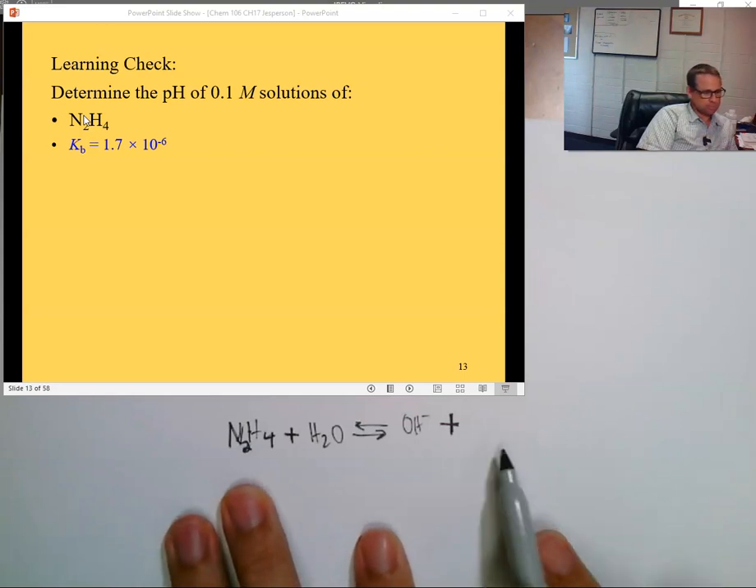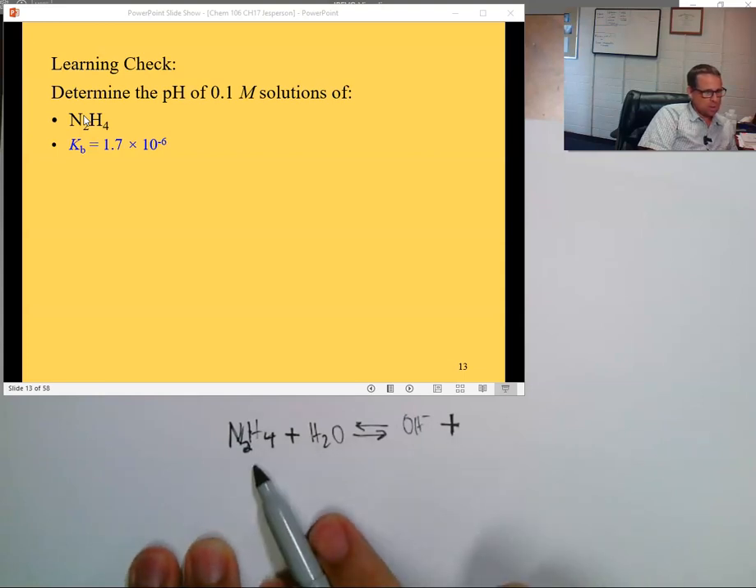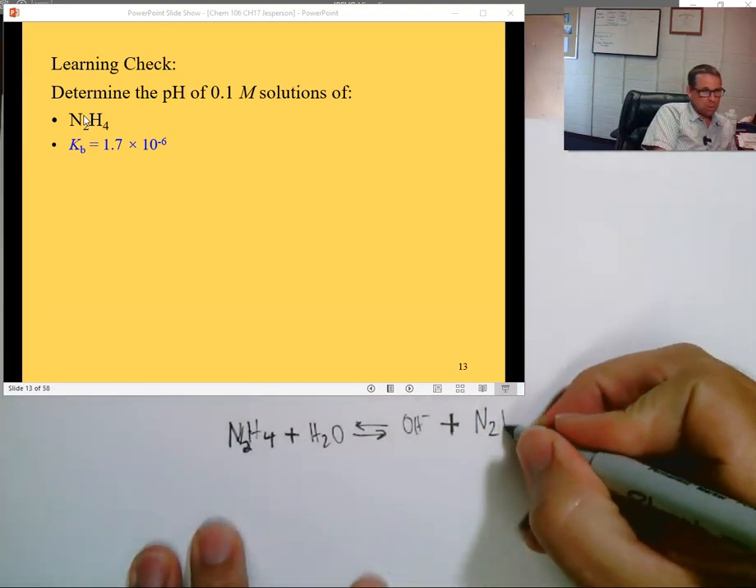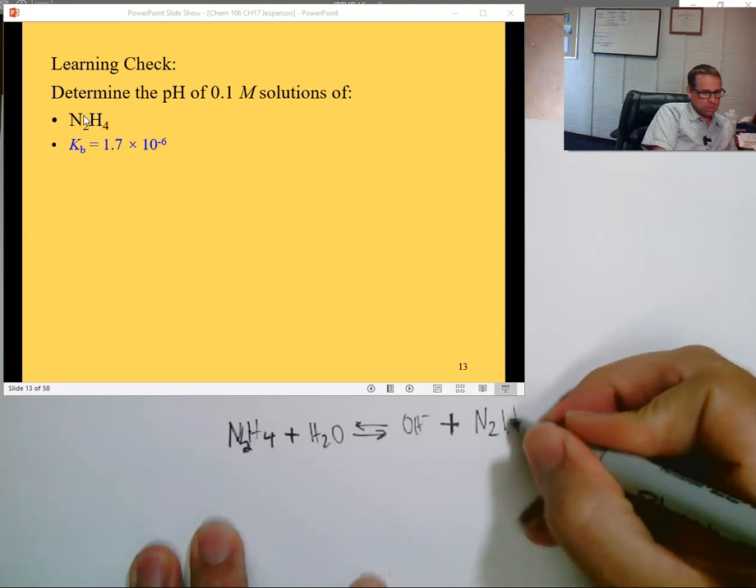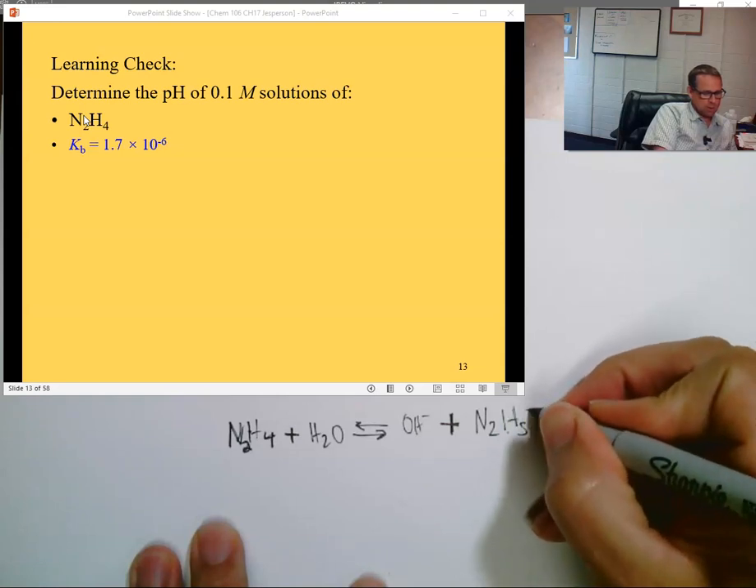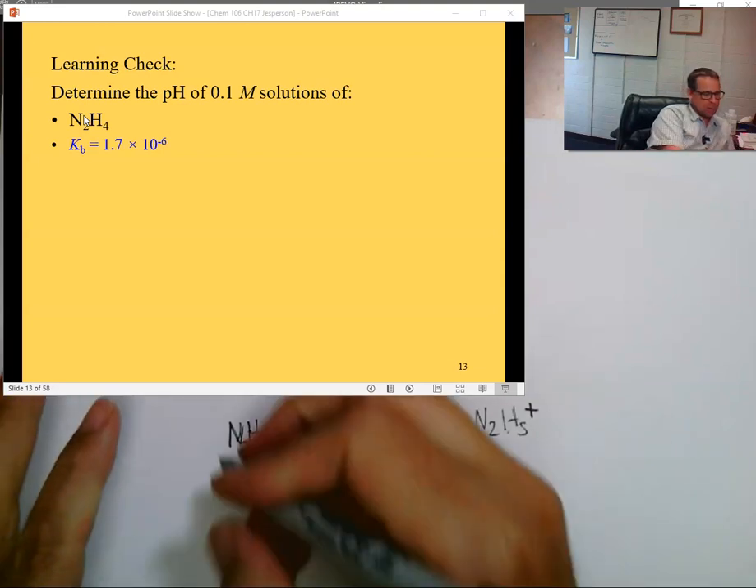The hydrogen ion. Well, the hydrogen ion on this thing, right? So what would it be? N2H5, and then a positive charge? Mhm. All right. Excellent. So we could do the same thing with our ice table.